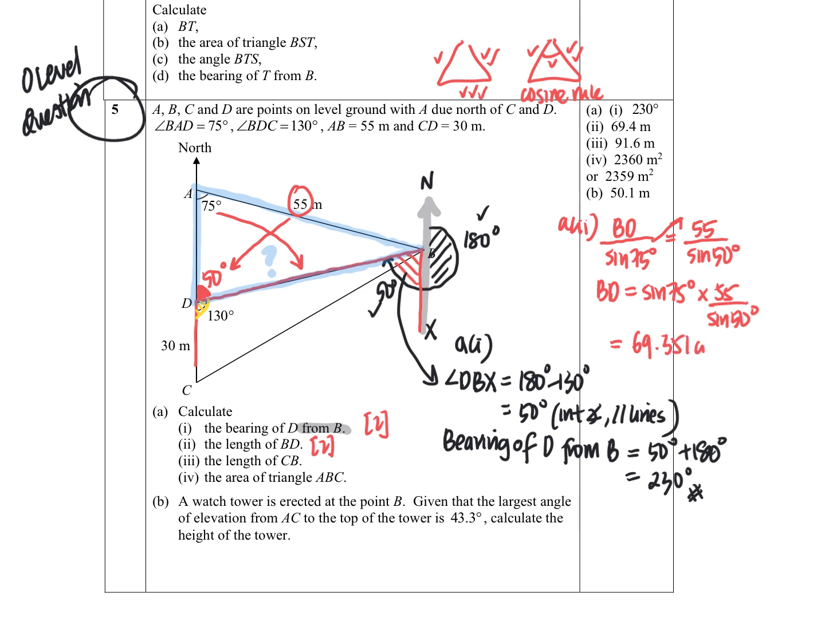So there you give me 69.4 meters, sorry. Okay. Next one, I want to find the length of CB. This one now, the green line.